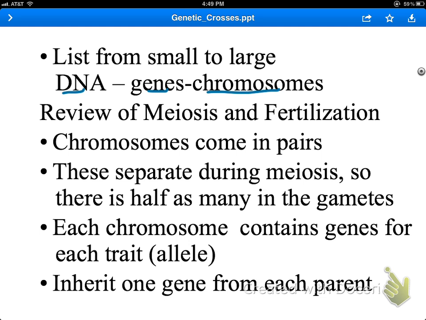If you recall our review of meiosis and fertilization from chapters prior, chromosomes come in pairs because you inherit one from mom and one from dad. During meiosis, they separate. So during the formation of gametes, you have half as many. Remember, gametes are another word for the sperm and the egg. So each of these chromosomes will contain a gene. Another word for a gene, this is new to us, is an allele. And you inherit one of these genes from each parent.